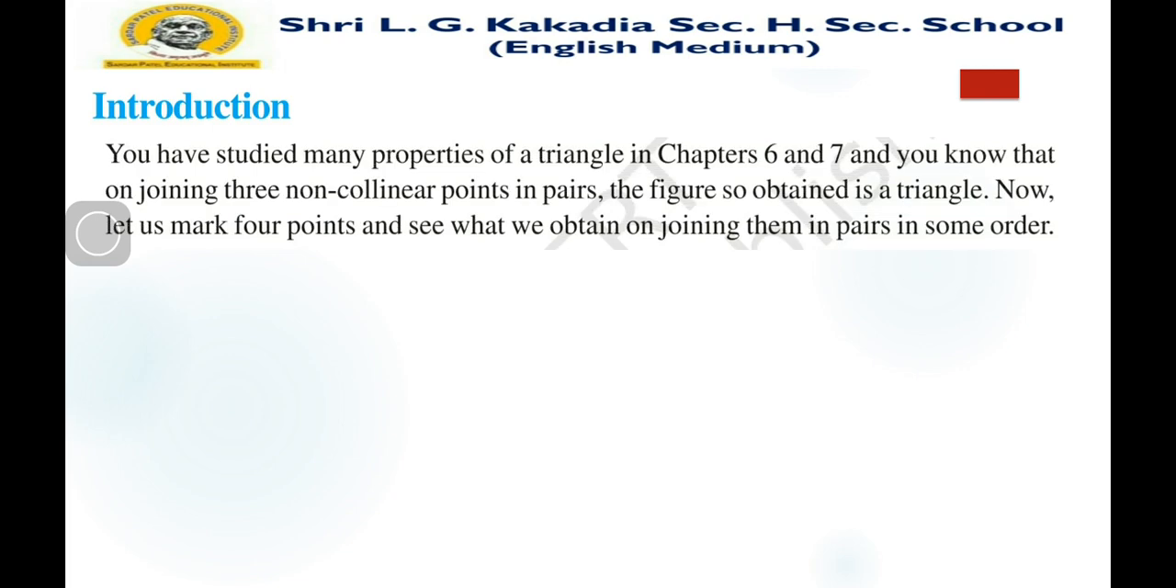As you know, you have studied many properties of triangles in Chapters 6 and 7, and you know that on joining three non-collinear points in pairs, the figure so obtained is a triangle. Now let us mark 4 points and see what we obtain on joining them in pairs in some order. Let us put 4 points in a plane and check which type of figure we can obtain.